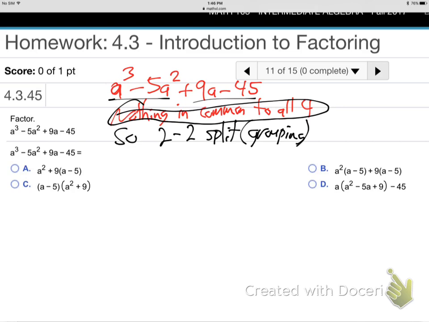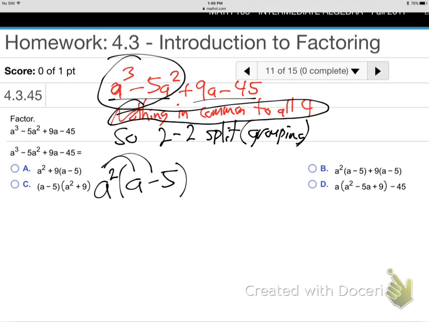All right, so 2-2 split. So just the first 2. What goes into just those first 2? A squared. Take out the lower power, right? What does that leave? Well, a squared times a, and a squared times minus 5. Good. Now, the plus sign in the middle is important. Keep him in the middle. 9a minus 45. What goes into 9a and 45? 9. And then what works? 9 times a and 9 times negative 5. We'll go back to negative 45. Look, and it's kind of a big 9 here. Okay, we good to there?